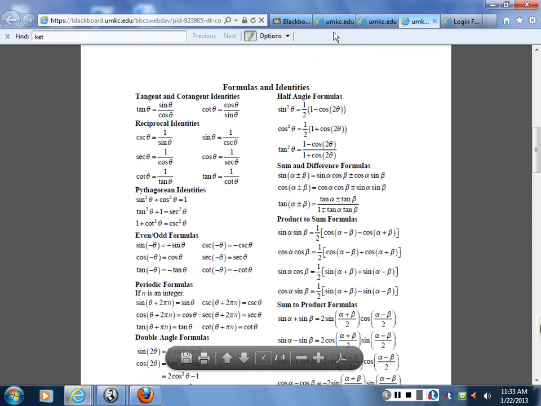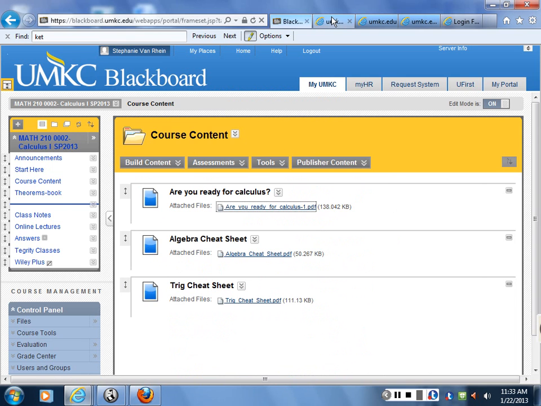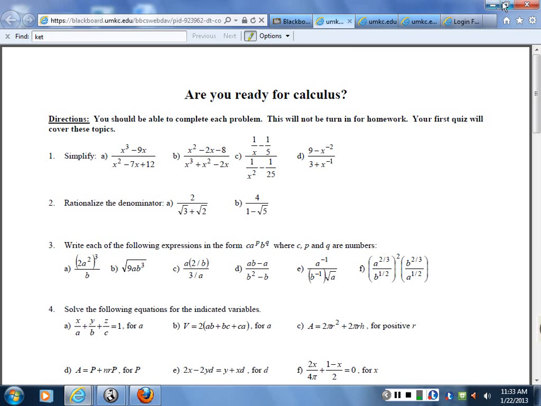So knowing trig is important, but if you don't memorize everything on the trig cheat sheet, that's fine. If you know the basics of trig, you're going to be okay. And the basics of trig, that's on the very last couple of these, are you ready for calculus? Okay, so let's look at are you ready for calculus?